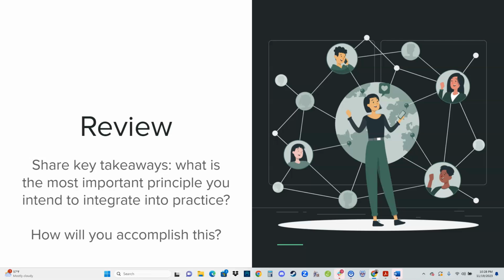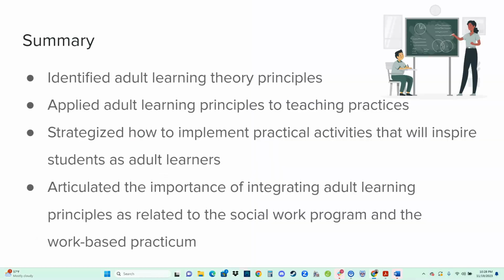So we'll go around the room and we'll hear from a lot of different people. So again, if you're watching this on your own, just think about what you've learned. Think about what you intend to integrate and how you will do that. And that's about it. So you have identified 6 adult learning theory principles. You have also applied adult learning principles to your developing teaching practices. You've also strategized how to implement practical activities that will inspire your students as adult learners.